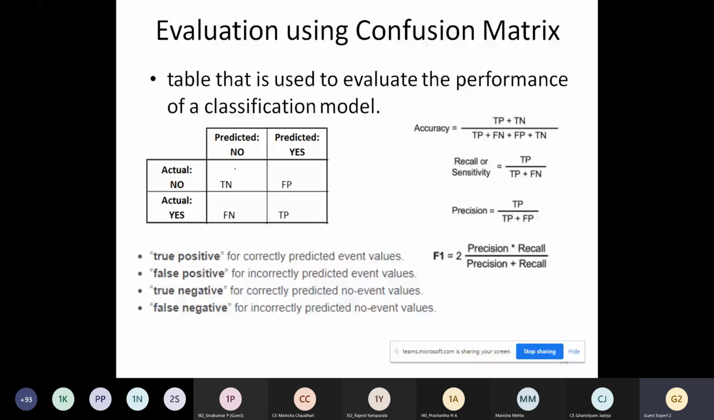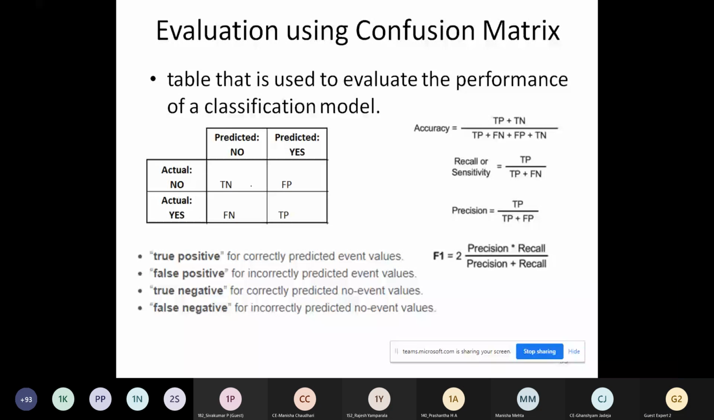So true negative is equal to what? 40. 10 are wrongly predicted. So false positive is 10. Clear? Out of 50 data points of negative type, 0 type, 40 data points are correctly predicted and 10 are wrongly predicted.